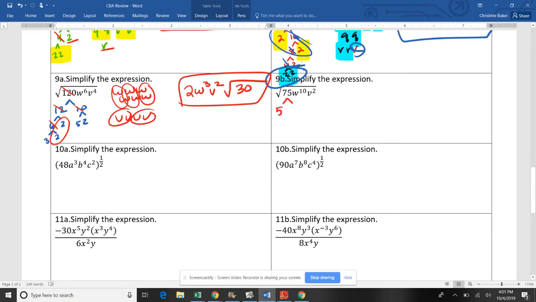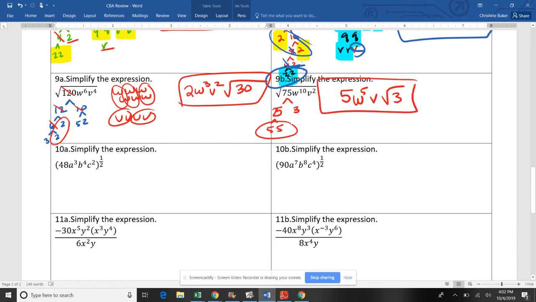75 is 25 times 3. 25 is 5 times 5. There's a group. I'm not going to write out 10 W's. You should be able to see that there are 5 groups of pairs of W's. And V squared is just like it was over here. So V squared is 1 group. I have a group of 5s, and I have a leftover 3.